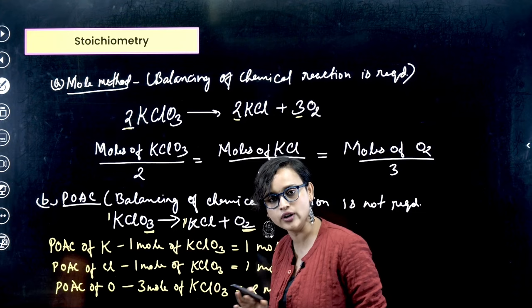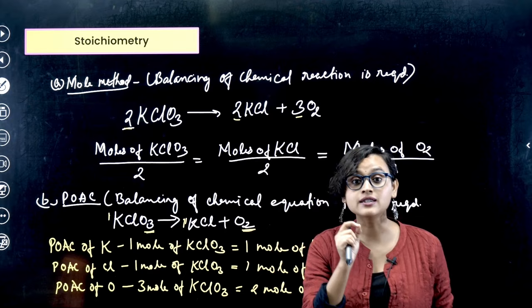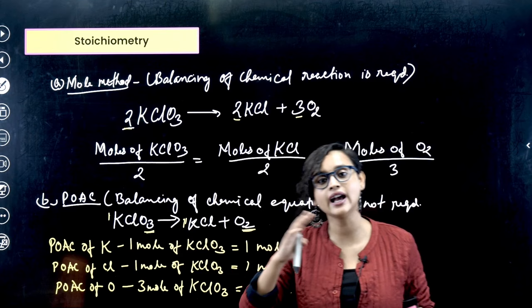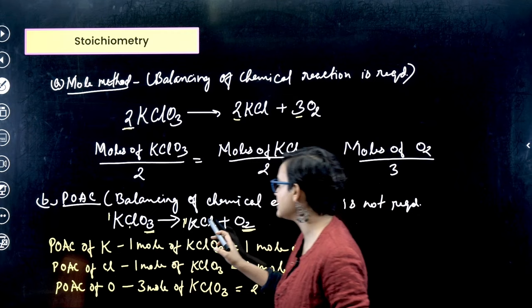In case of POAC, that is principle of atom conservation, you just have to see that you are equating the atoms on the LHS and on the RHS. You are equating the atoms on the left hand side and on the right hand side. That's exactly what we did. Now Cl in KClO3, Cl in KCl, K in KClO3, K in KCl. We are just trying to equate that.